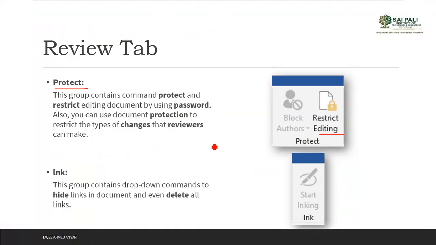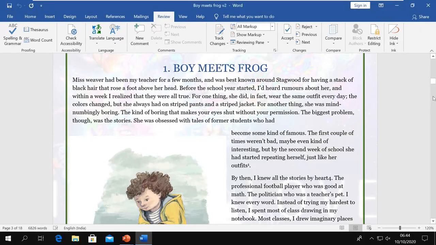The last group we have in this tab is what? Ink group. Now the ink group contains drop down commands to hide ink in the document and even delete all ink. So if you see this group, it shows hide ink. If I click it, it is enabled, which means it will hide all the ink in your document. If you click it again, it is disabled. So now you can see the ink, and you can delete all ink also.